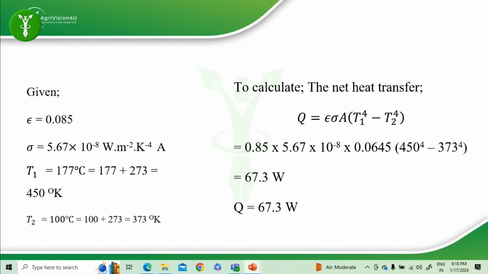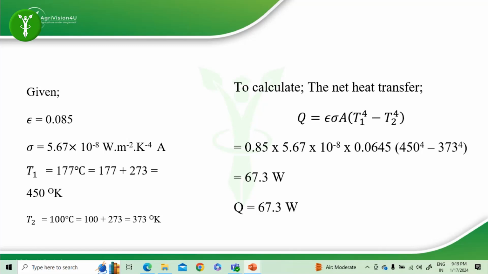Same applies to T2, wherein T2 stands for 100 degrees Celsius. Add 273, you get the value as 373 degrees Kelvin. Now what have we been asked to calculate? We have been asked to calculate the net heat transfer. We already have the formula: Q is equal to epsilon sigma A, T1 to the power 4 minus T2 to the power 4. Just put down the values and get the answer.